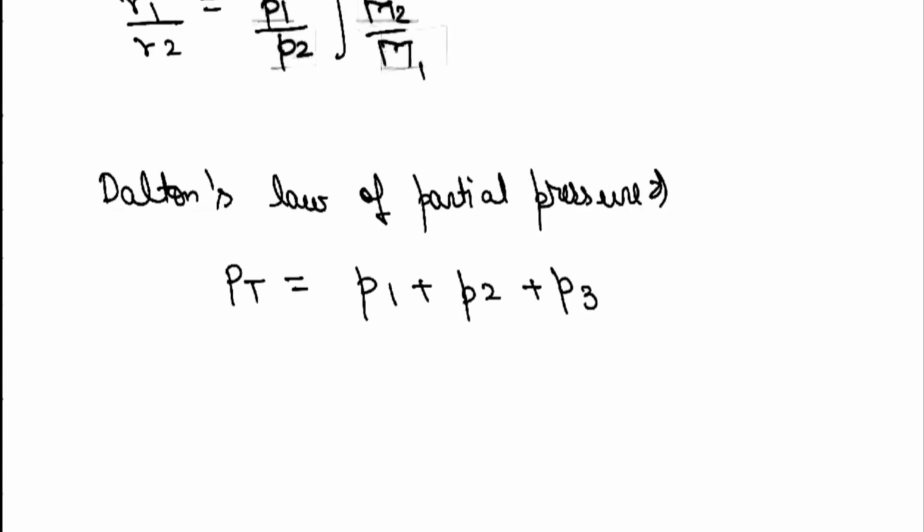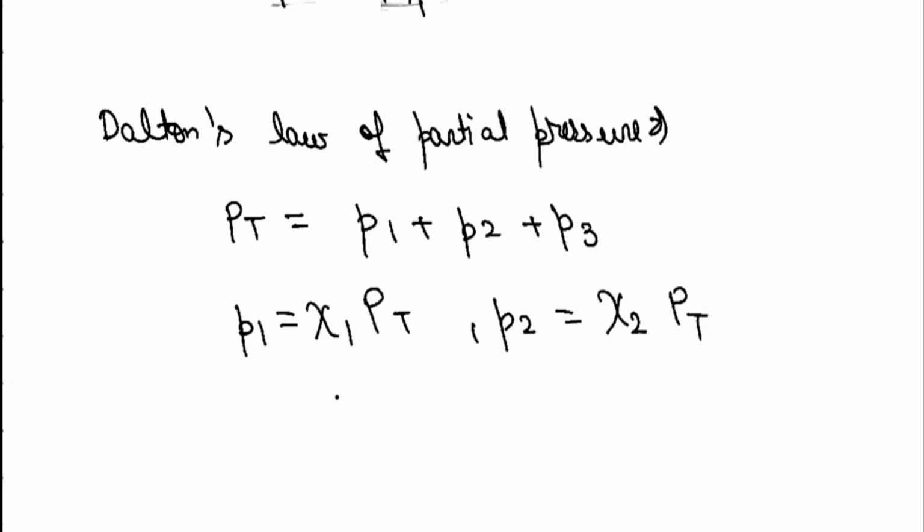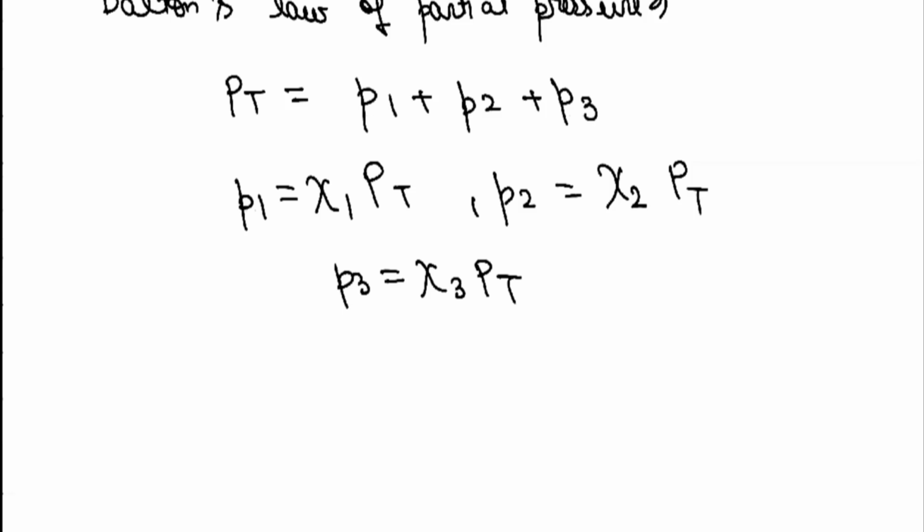Okay, and in another form we can write partial pressure of 1 as mole fraction of 1 into P total. It's only P total, right? And similarly for P2 we can write mole fraction of 2 into P total, right? And P3 also is mole fraction of 3 into P total. And what is mole fraction? Mole fraction is the ratio of that component's moles upon total moles.